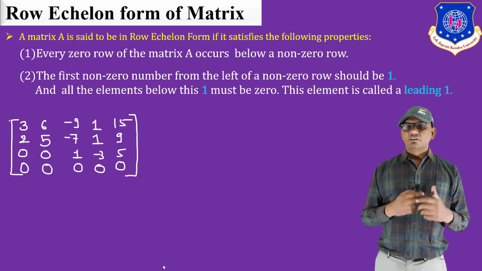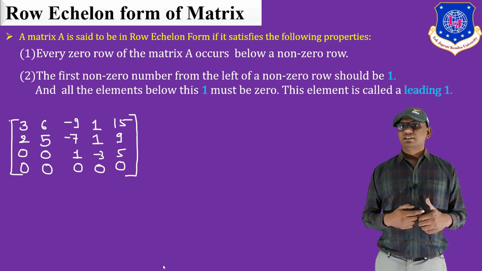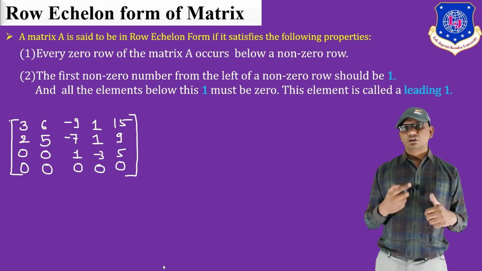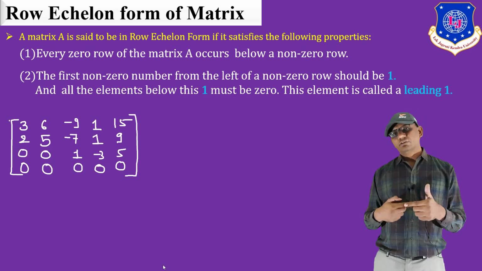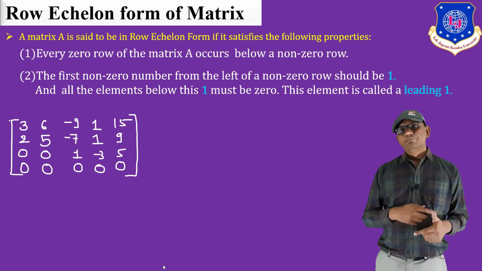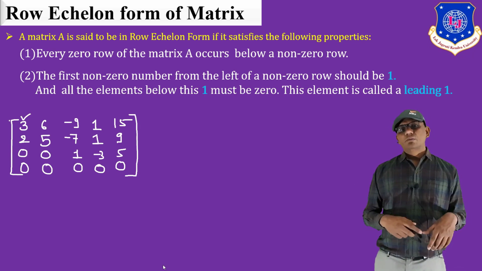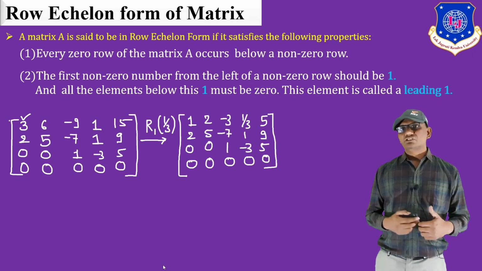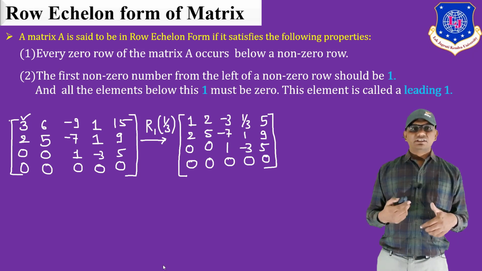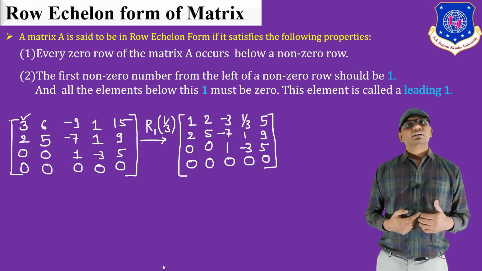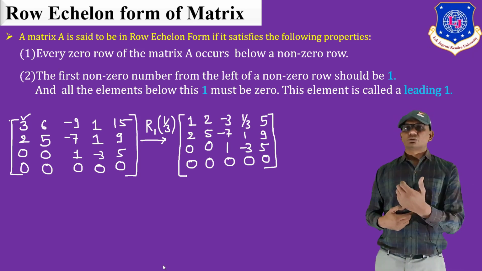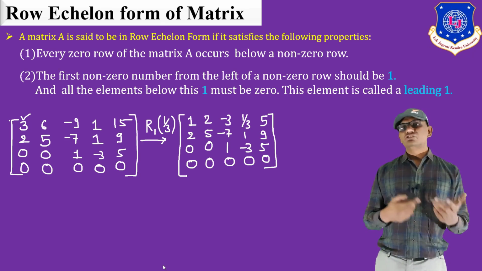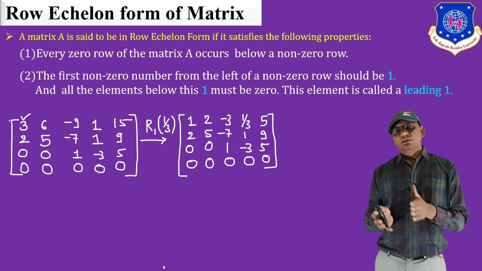So this is our matrix. In this matrix we can see that the first element of the first row is non-zero and it is 3, it is not a 1. So we have to convert it into 1. So we divide the first row by 3, and finally we get the first row as 1, 2/3, -1, 1/3 and 5 after dividing the first row by 3. The other rows are as they are, and the zero rows are already at the bottom of the matrix.